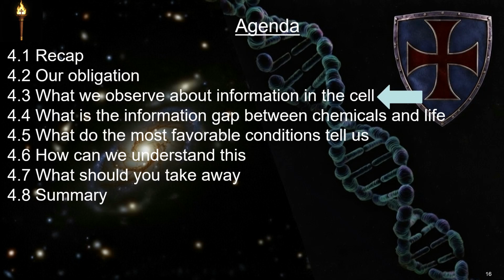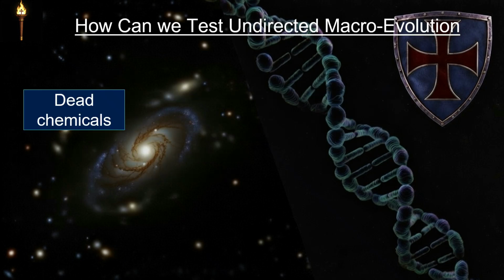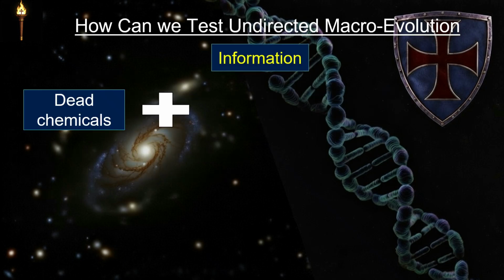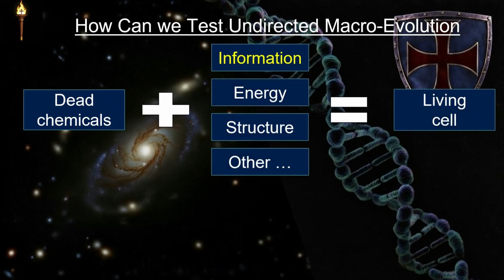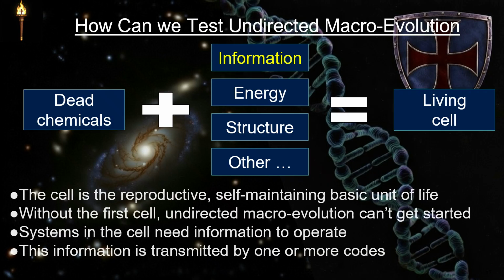Let's talk about what we observe regarding information in the cell. If we start with dead chemicals, we need to add information, energy, some structure, and other things, and you wind up with a living cell. Why are we concerned about the living cell? Well, the cell is the reproductive, self-maintaining, most basic unit of life.